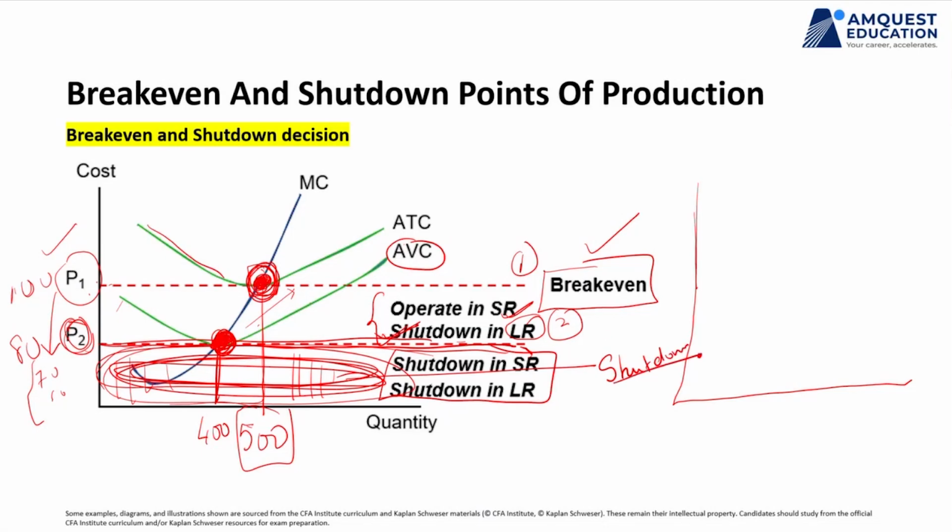Operate if you can recover variable cost, but you can't recover fixed cost. Operate and see in the long run. And break even is where you can recover both fixed cost and variable cost. Make sense? Very important diagram for the concept of break even and shutdown decision. Clear? Any questions, guys?